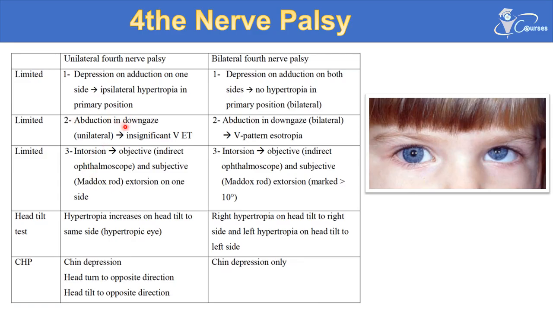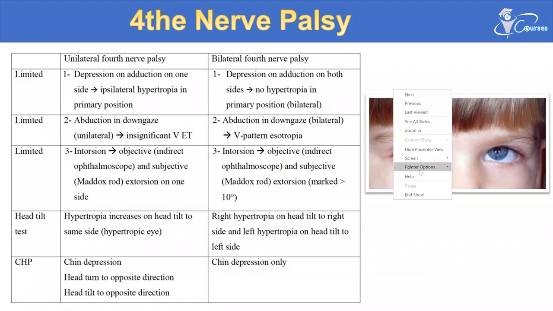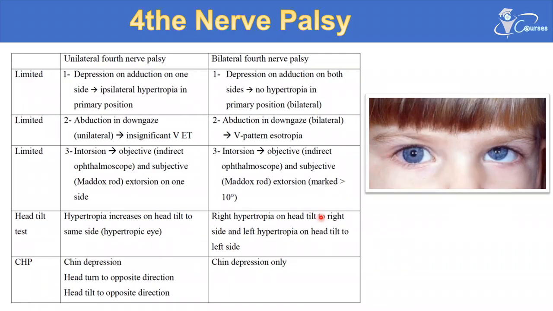So the limitation is in abduction in the down gaze, causing what's called a significant V pattern. What is the V pattern? The V pattern is just what's called an alphabetical pattern. There will be exotropia of the eyes on elevation and esotropia on depression. So the eyes will assume a V position. I will just bring you some photos for it later on.